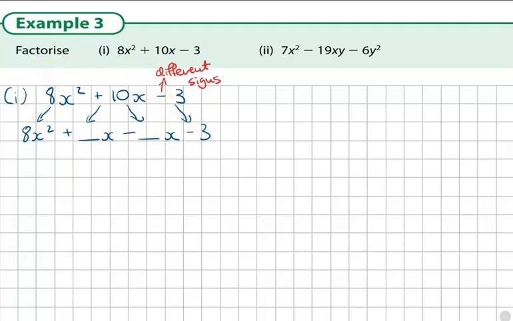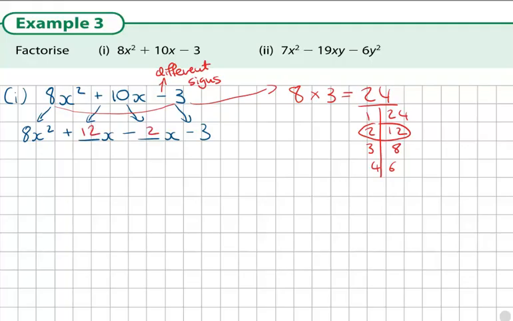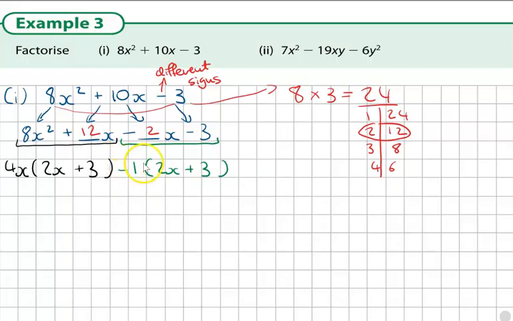I'll then do 8 times 3 gives me 24 and the factors of 24. I'm going to choose 2 and 12 because 12x minus 2x is 10x. I factorize the first two terms and I get 4x as my highest common factor. And 8x squared divided by 4x is 2x and 12x divided by 4x is 3. I factorize the right two terms and I get minus 1 as my highest common factor. So minus 2x divided by minus 1 is 2x and minus 3 divided by minus 1 is 3.